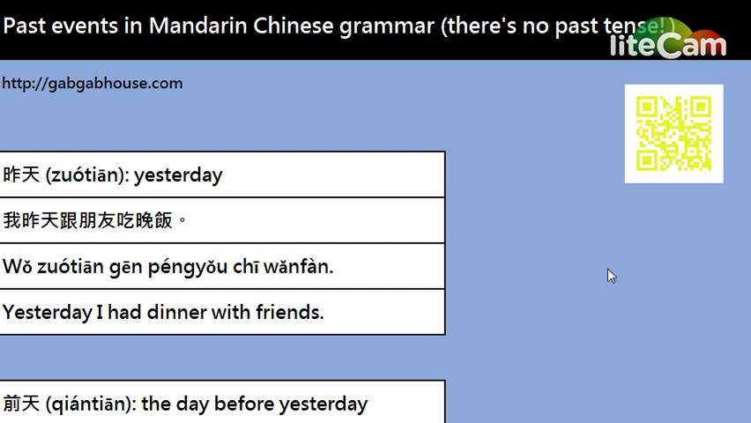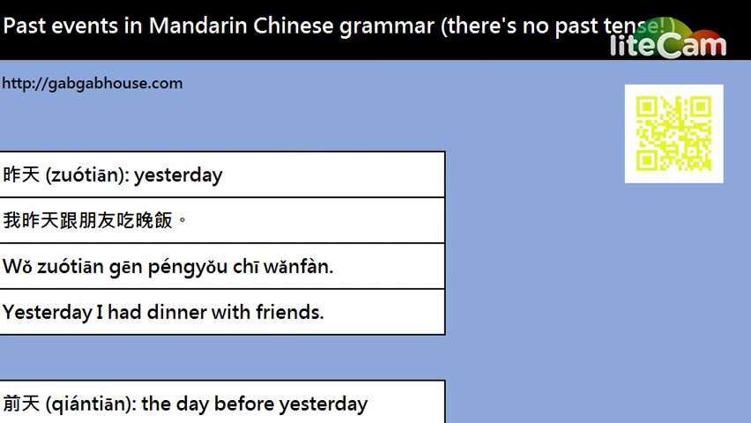Instead, Chinese tends to rely on context to indicate that something happened in the past. You can simply indicate that the event happened in the past with a time word, like yesterday, 2 hours ago, 1 month before. And sometimes you don't need to indicate the past at all.